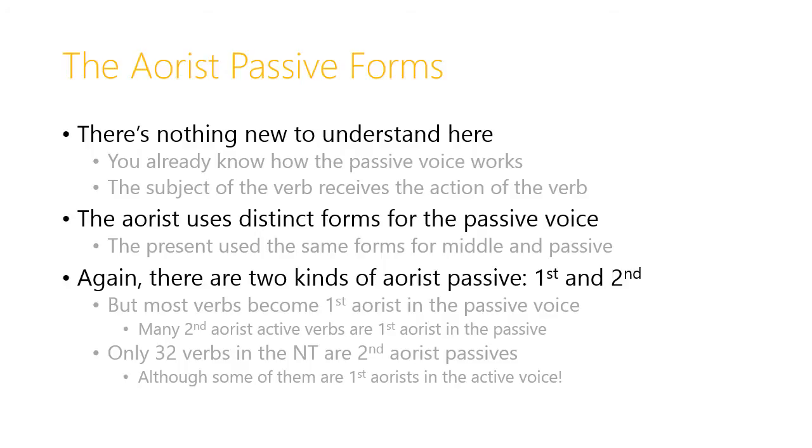Many second aorist active verbs are first aorist in the passive. They keep their changed aorist stems in the passive voice, but as you'll see, when we're distinguishing between the forms of the first aorist passive and the second aorist passive, they follow the pattern that we're going to call the first aorist passive. This will be clearer in a few minutes when we can look at some examples. Only 32 verbs in the New Testament, in fact, are second aorist passives, although strangely enough some of those are first aorists when they're in the active voice. Is this confusing you yet? Well, again, we'll make things clear momentarily.